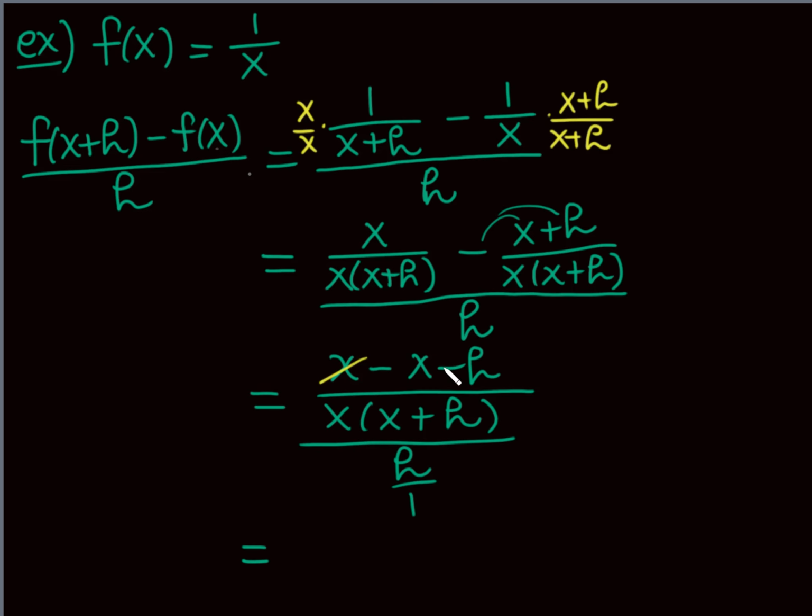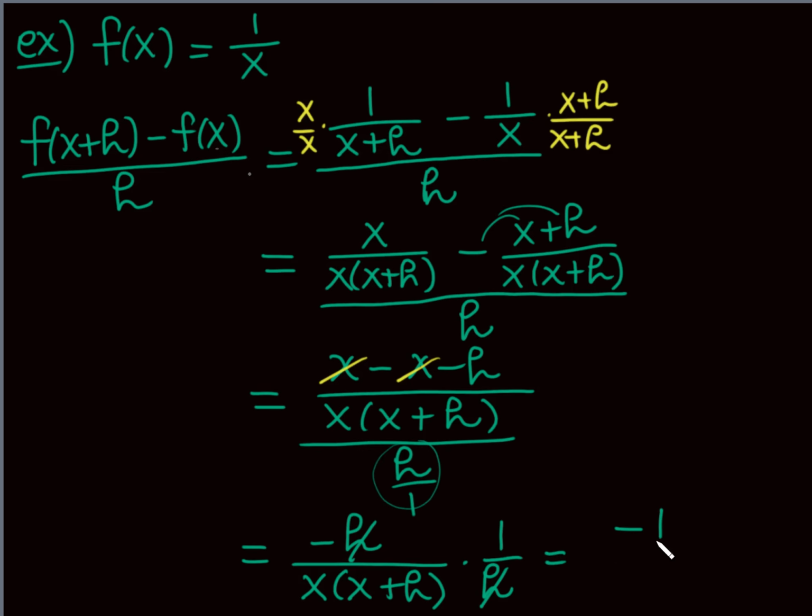But look at what I can get here. Those guys are gone. So what is the numerator left with? Negative h over x times x plus h. And then that fraction is going to multiply by the reciprocal of this fraction. Isn't this cool? And those guys are gone. I love doing these. That probably doesn't surprise you. I just think they're so much fun.